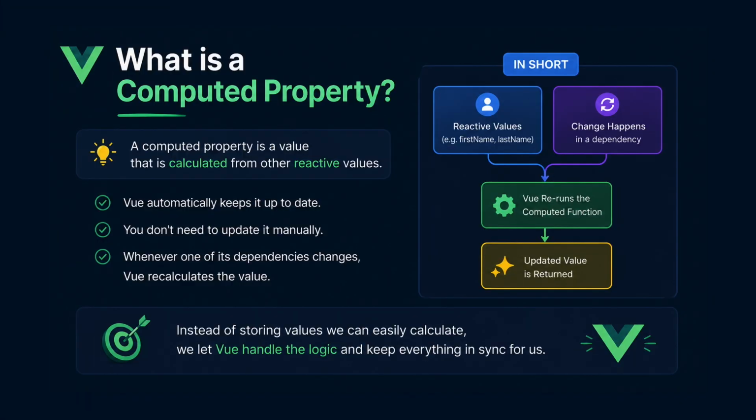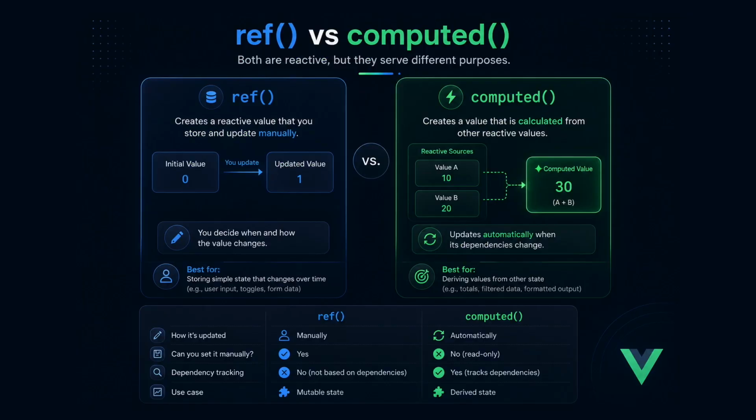Before we write any code, let's first understand what a computed property actually is. A computed property is a value that's calculated from other reactive values. To understand this better, let's compare it with a ref function. Unlike a ref, we don't assign or update its value manually. Instead, Vue calculates it for us. Whenever one of the reactive values it depends on changes, Vue automatically recalculates the computed value. Now let's see this in action by building our first computed property.